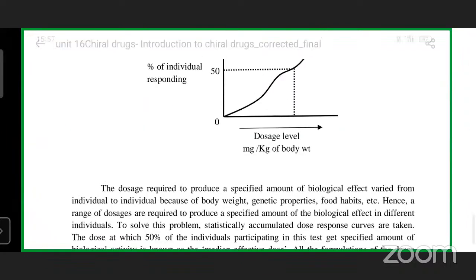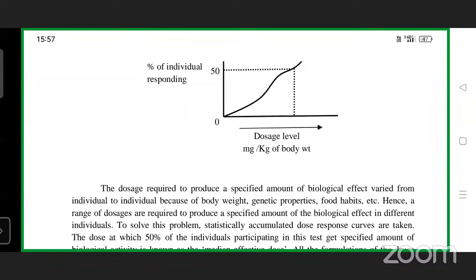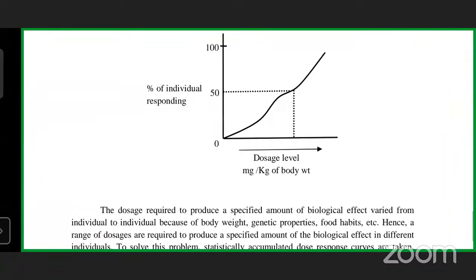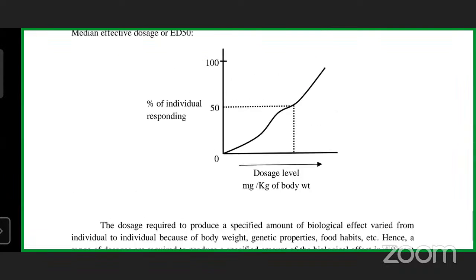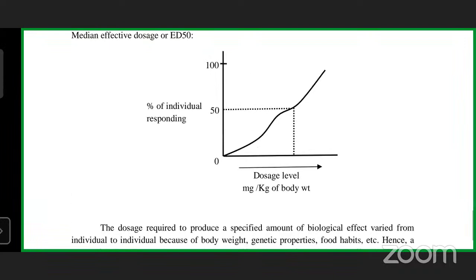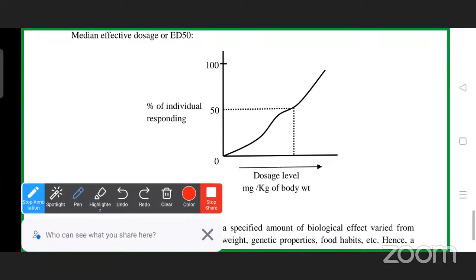So here we'll keep some factors in mind, like the weight of the body, the age, and the gender of the experimental trial subjects, when you are going to decide the dosage. And we'll see the percentage of individuals responding. For example, we are taking 100 experimental trials.